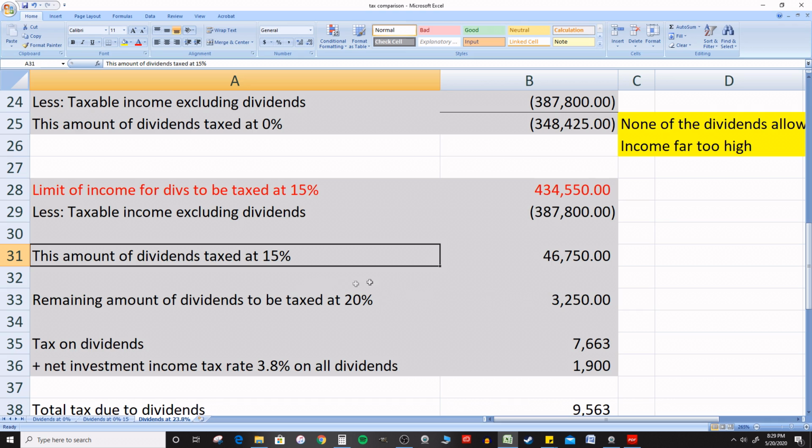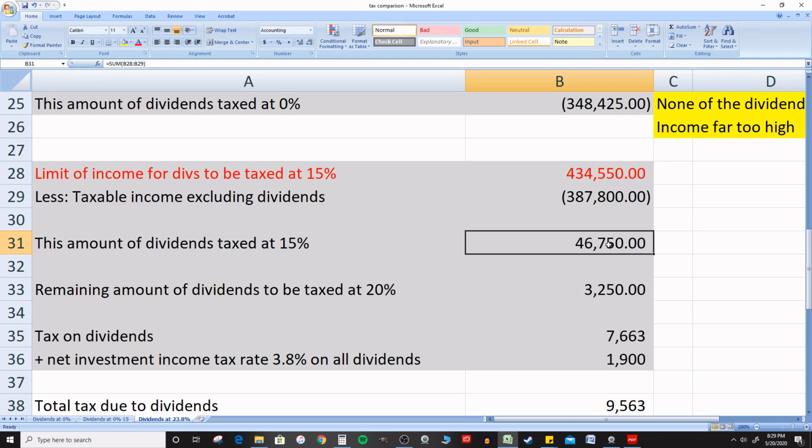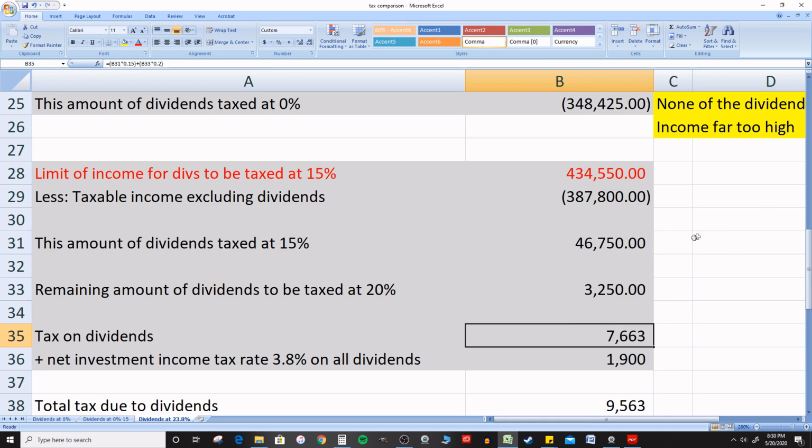Okay, so which means the remaining amount of the $50,000 of dividends, the $3,250, is taxed at a rate of 20%. So all in all, our total tax on dividends, this amount is taxed at 15%, this amount is taxed at 20%, gives us a total tax of $7,663 on $50,000 of dividend income.